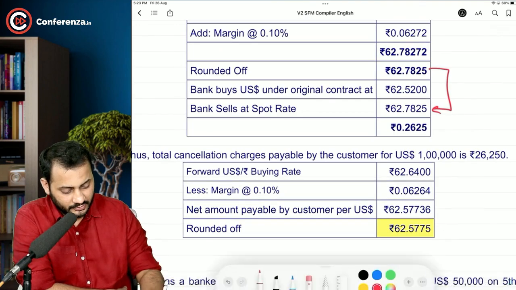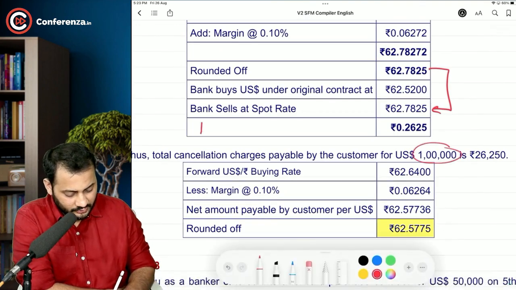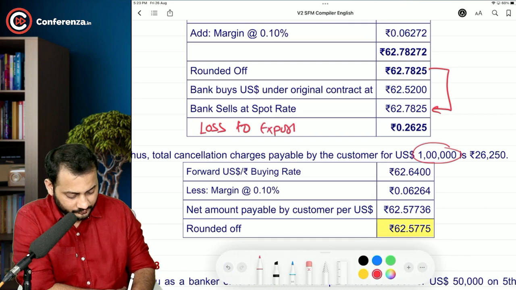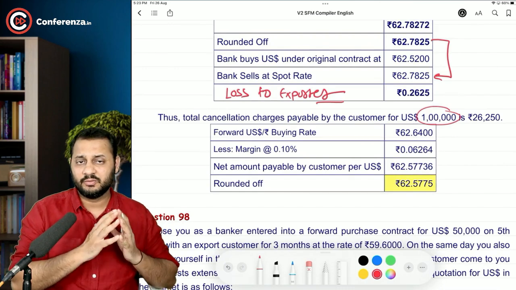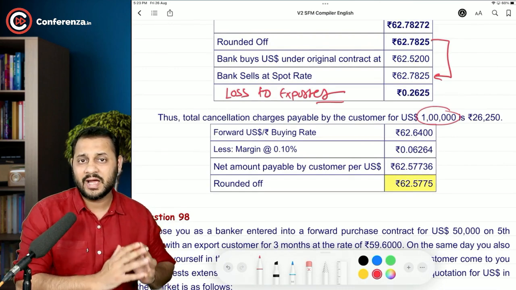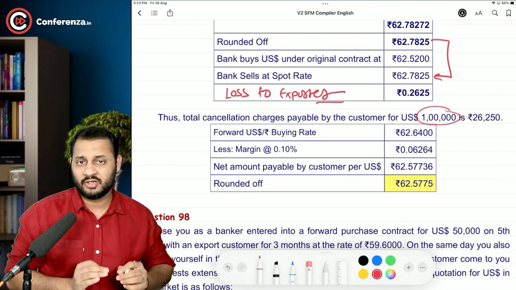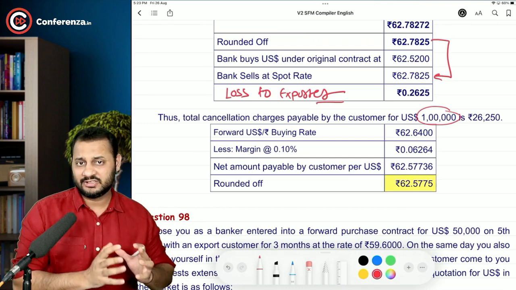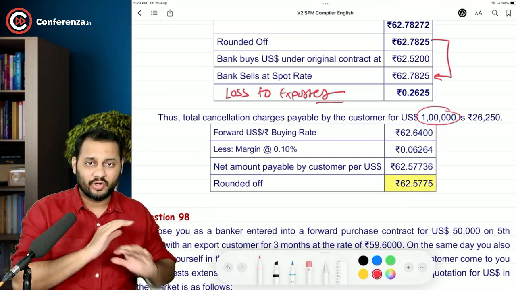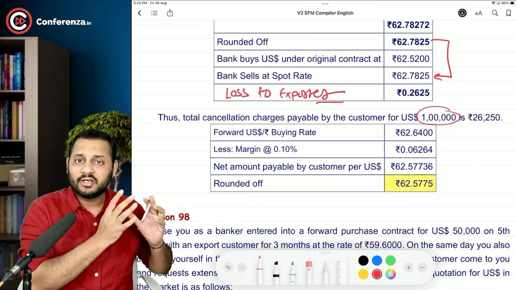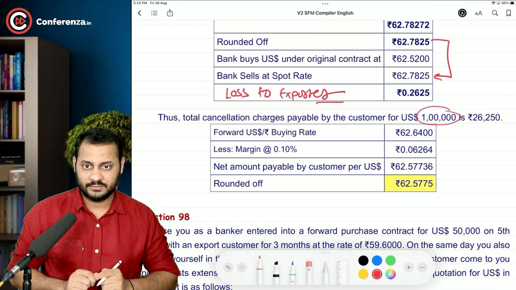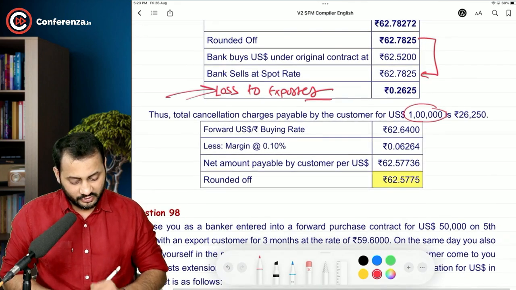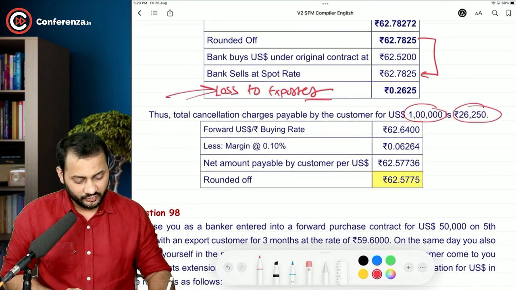You can see on 1 lakh, this is the loss to the exporter or a profit to the bank. This is the cancellation charges which will be payable by the customer to the bank on extending the contract, because in order to extend the existing contract, this is not at all possible. You will have to take a new contract with the bank and the original contract has to be cancelled. So we cancelled the original contract and the charges are 26,250 on $1 lakh.